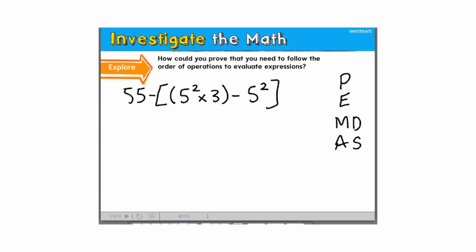So, start with parentheses. This parenthesis has an exponent inside. 5 to the second power is not 10, right? Because it doesn't mean 5 times 2. What is it, Malachi? 5 times 5, which is really 25. Remember the little dot also means multiply?